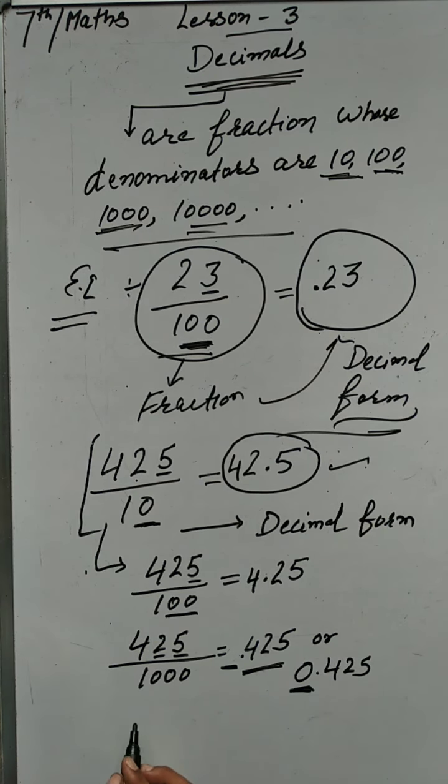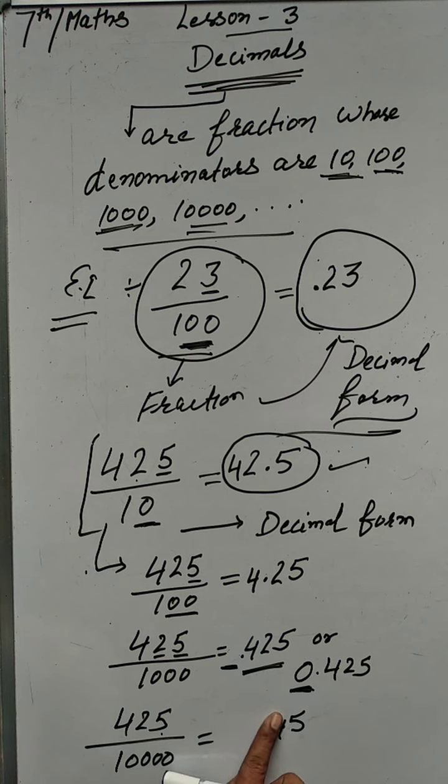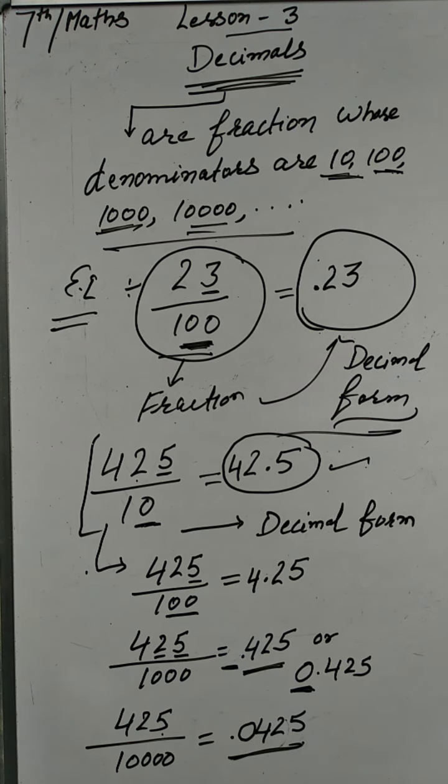Understood? Now beta, if there are 4 zeros, then how can we change? Look here, then leave 4 digits from the left. First digit is 5, second is 2, third is 4. Now no digit is there, then what to do? Then beta, place a 0 here. Now count the digits, 1, 2, 3, 4 digits. So here is your decimal. This is the decimal form. In that way we can change fractions into decimals. Understood beta?